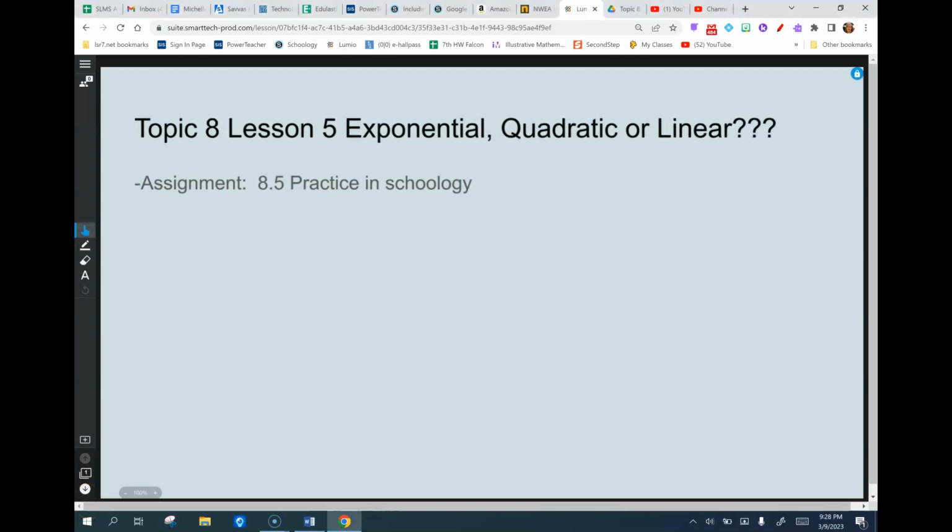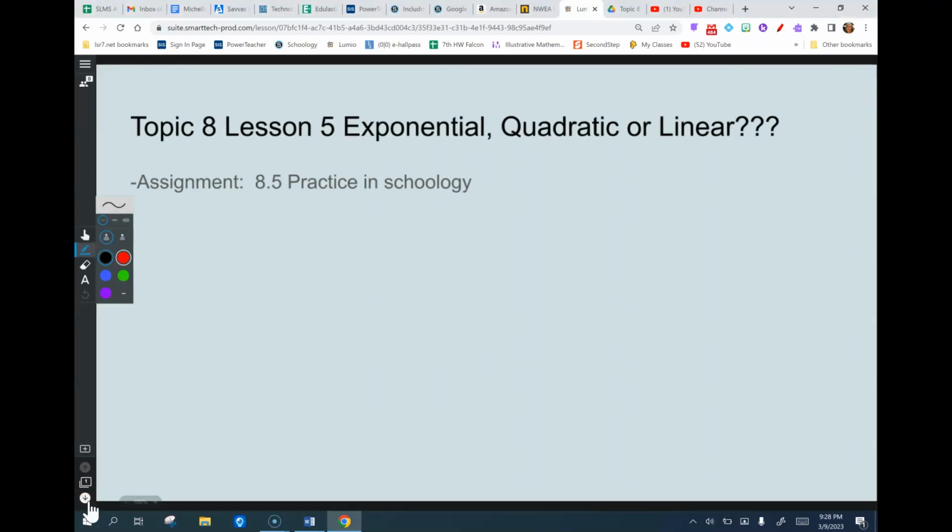Now we are on to lesson 5, and in lesson 5, it's more like a game that we're going to be playing. What we have to do is decide, is it going to be an exponential, a quadratic, or a linear function? And it's really about that easy.